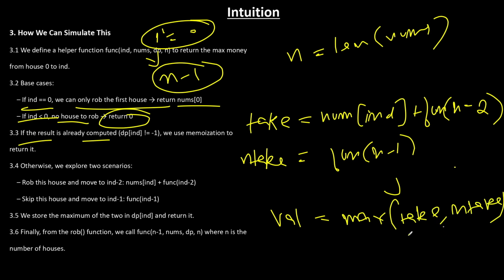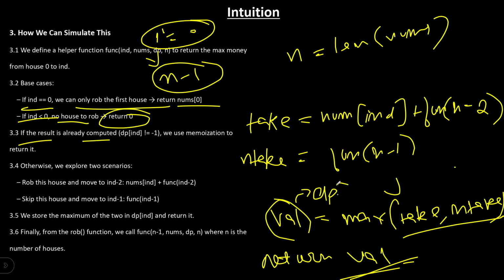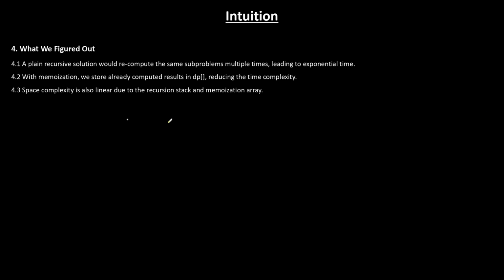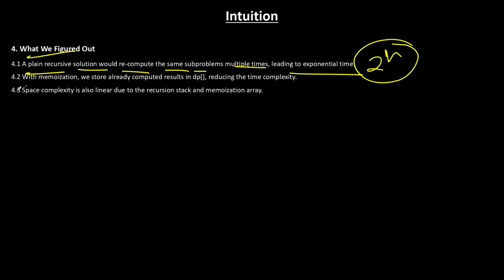Okay, that's clear, I guess. Then at the end, when everything is done, we'll just return val, or instead of val, dp of index. At that particular index, what is the maximum sum you're getting from the take or not take case. Okay, so what we figured out is that a plain recursive solution would recompute the same subproblems multiple times, leading to exponential time, which is 2 to the power n. And with memoization, we store already computed results in a dp, reducing the time complexity. Space complexity is also linear due to the recursion stack and memoization array. Okay, so I hope you understood the intuition. Let's move to the next slide.